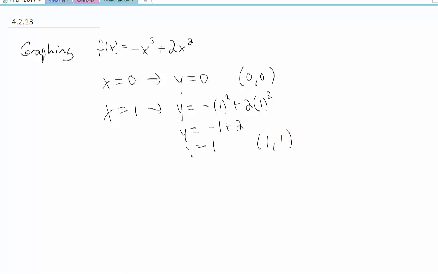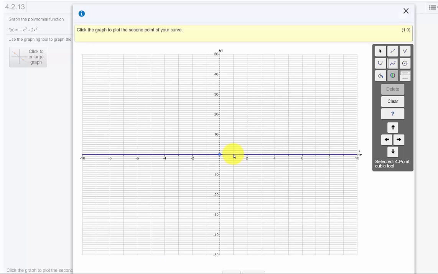I'm going to go back to my graph, and I'm going to go to the point 1, 1 and click right there. Now I know I'm at the point 1, 1 because up in this little corner right here, you can see what point you're plotting as you scroll across this graph. So there's 1, 1 right there. I'm going to click it right there. Okay, we have our second point plotted. We need a third point.